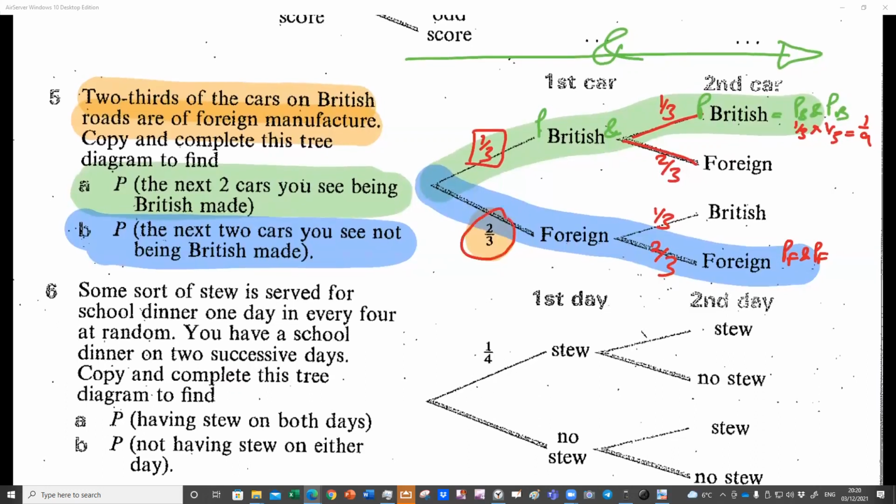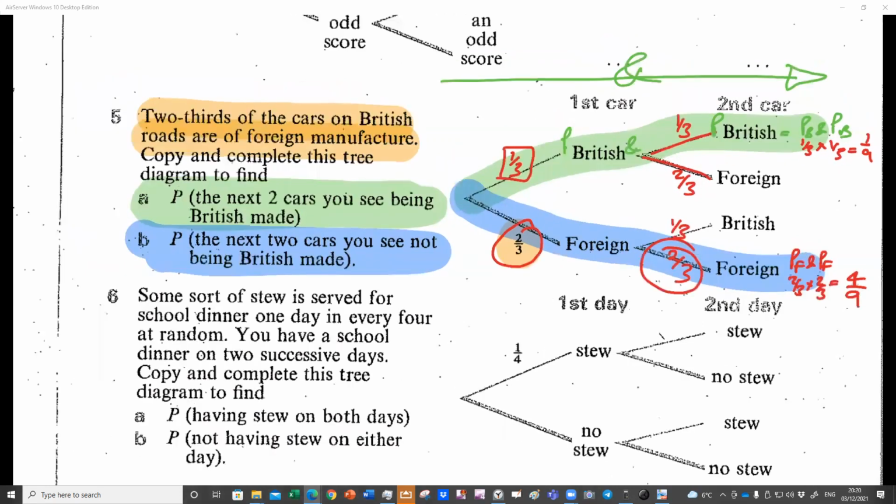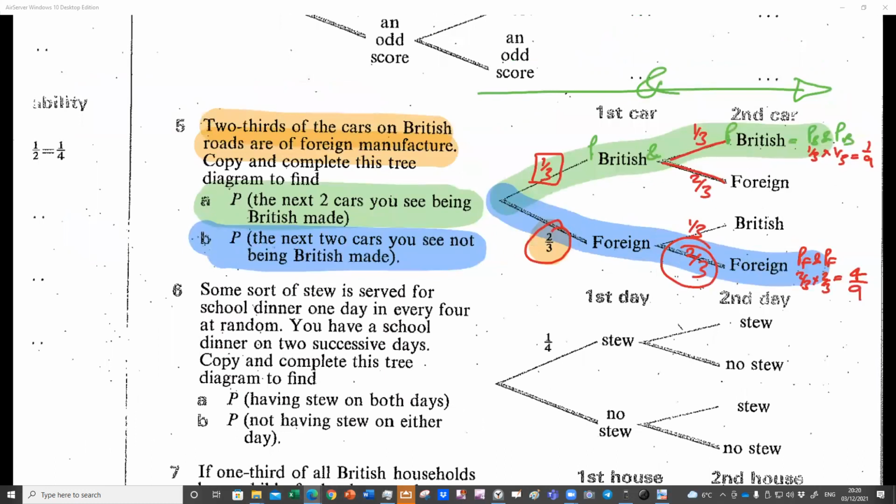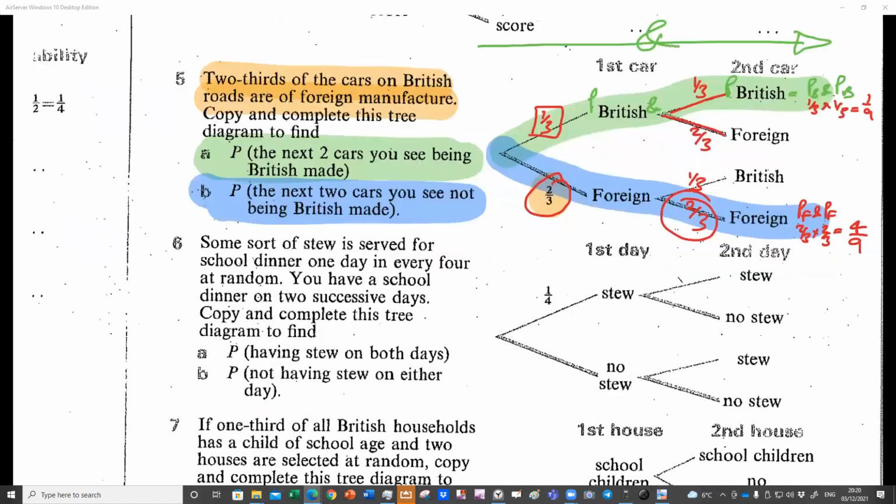Give me the numbers, please. 2/3 times 2/3. Fantastic. And what's the answer to that? 4/9. Fantastic. Lovely. So that's a very basic level of filling in the tree diagram and navigating around the tree diagram.